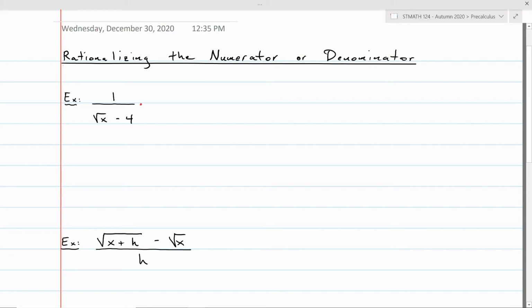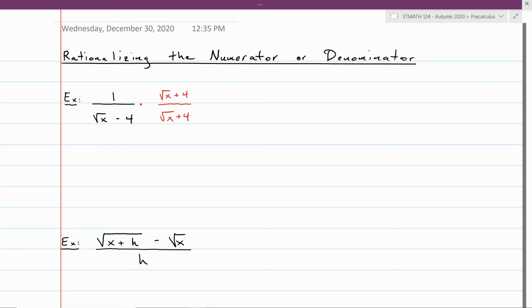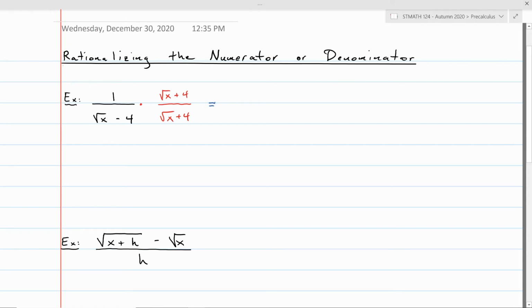In this particular case, I would take that fraction 1 over the square root of x minus 4 and multiply it by the square root of x plus 4 over the square root of x plus 4. This is called multiplying by a conjugate. What I'm really multiplying in red there is 1. I'm multiplying by 1, and we know that it's okay to multiply by 1. It doesn't change the value of the expression. So when you perform that multiplication, in the numerator, you're going to get square root of x plus 4.